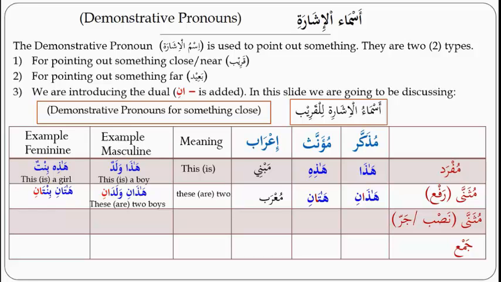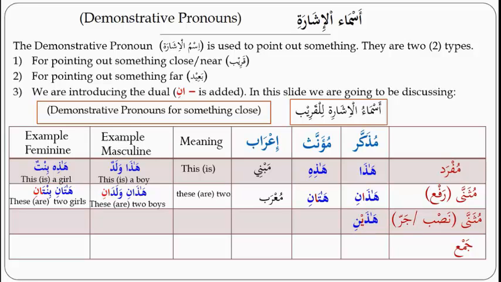Okay? Same thing with the bint. هَاتَانِ, we got that from before. Bintani, the tanween drops off, a fatha is placed on the ta, alif is added to it, and a noon with kasra. هَاتَانِ bintani. Right? These two are girls.